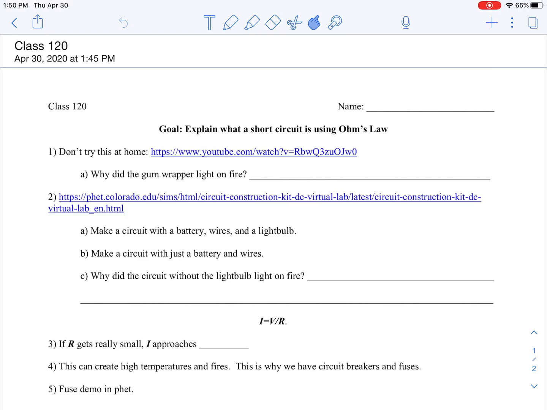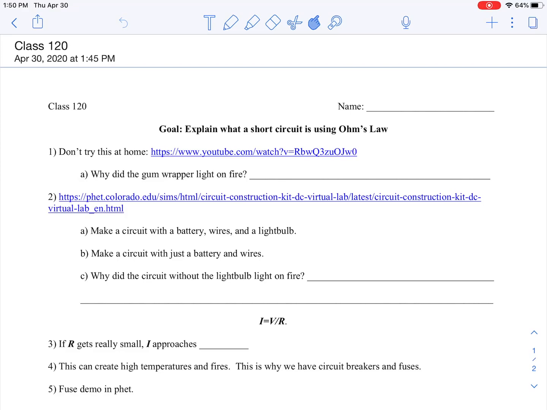All right, so hopefully you checked out that video. My question for you is, why did the gum wrapper light on fire? Sometimes they call these prison lighters, if you recall, if any of you ever watched that show, Orange is the New Black, that's how they would light their cigarettes in prison. Things that you should never be doing anyway. So you wouldn't know that, but that's what they would use to light cigarettes in prison.